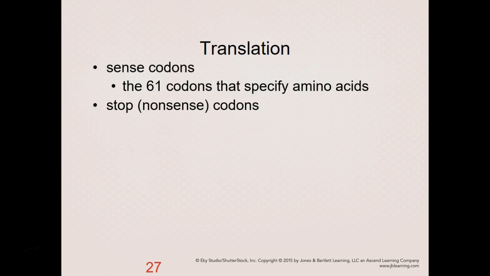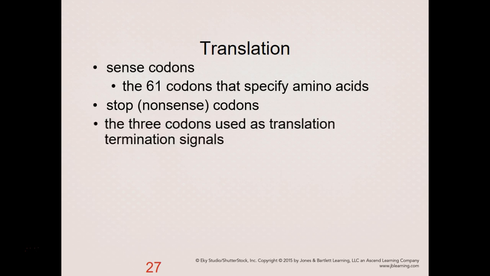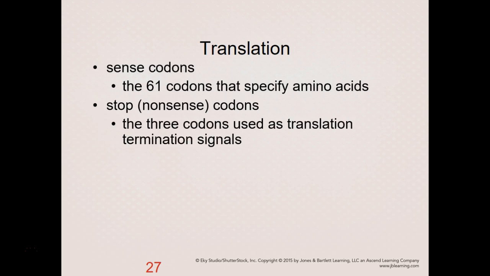And so a codon that's called a sense codon is one that codes for an amino acid. There are 61 of these. Then we have 3 that are called nonsense codons. Nonsense codons do not code for amino acids, but they stop translation from occurring. There are 3 nonsense codons. So these are what terminate translation.